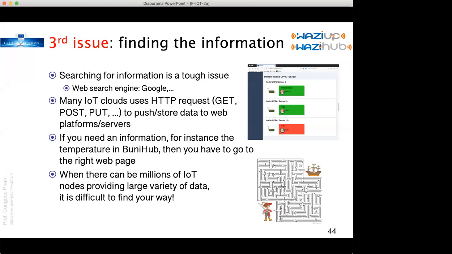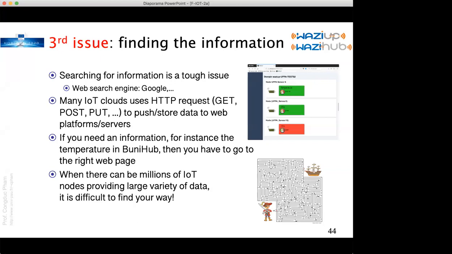So we as humans use Google or other search engines, okay? And we use IoT clouds, we use HTTP requests, in order to be able to seek for information. And this is not very practical for objects because they are not humans, okay? So the goal is completely different.